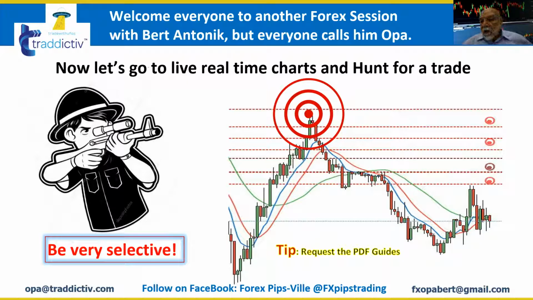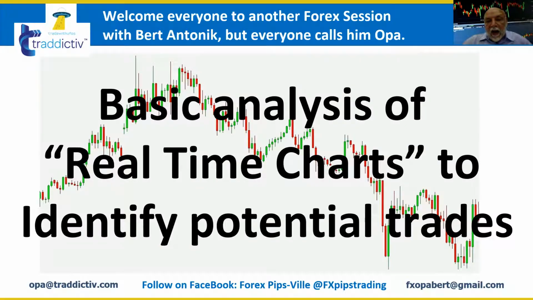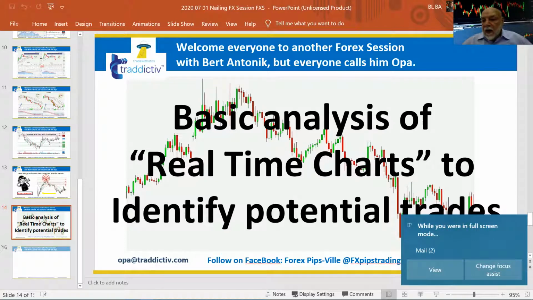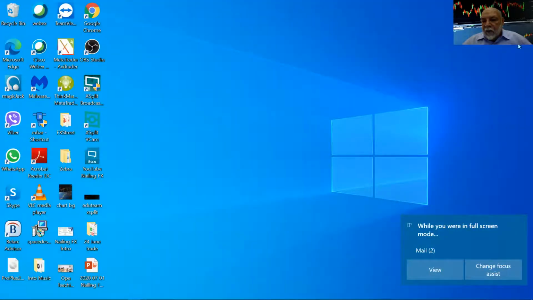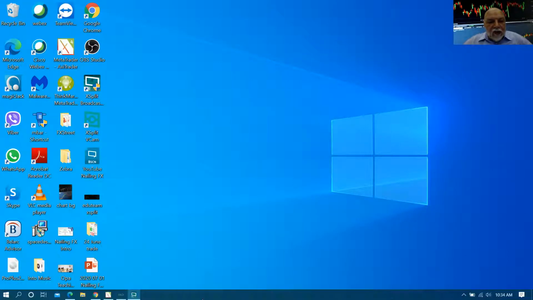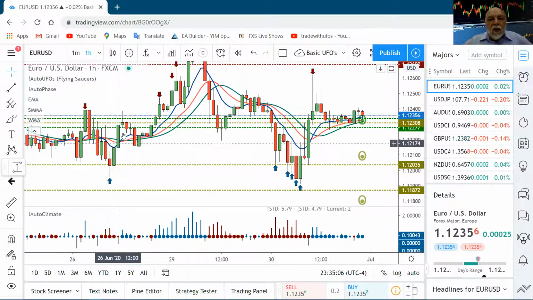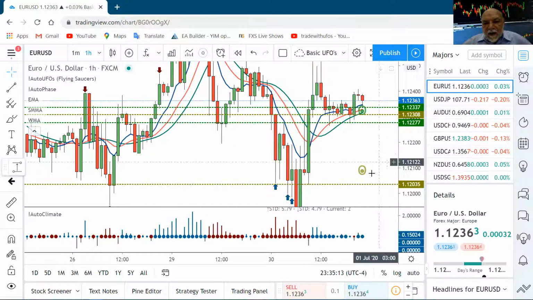So now we have about a half an hour left in this session. So let's go ahead and see if we can now find some actual trades. Let's bring up the Euro USD 1 hour chart. And again, we've got 6 periods. So there's 4 more hours technically here.